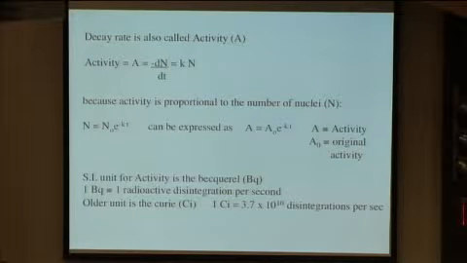All right, so for activity units, the new unit is the Bq, becquerel. It's named after a French person, Henri was his first name, and my French pronunciation is not very good. This is the current unit. It's equal to 1 radioactive disintegration per second. The older unit, which you may be familiar with, is called the Curie, and that is 3.7 times 10 to the 10th disintegrations per second.